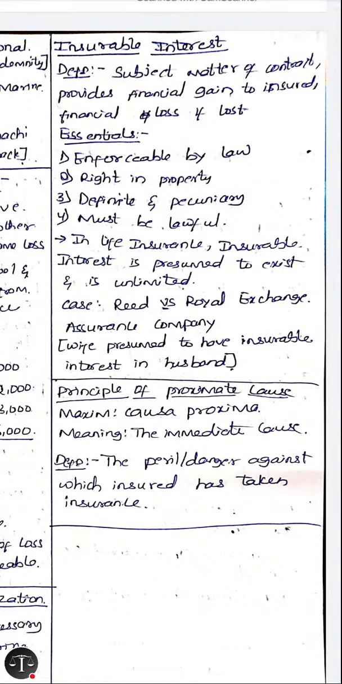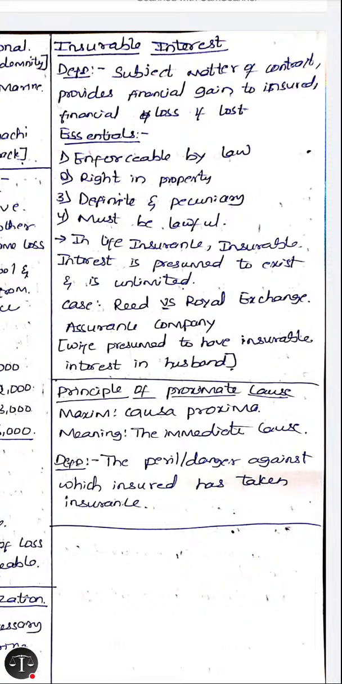The next principle is insurable interest. Definition: the subject matter of the contract provides financial gain to the insured and financial loss if lost. So insurable interest is nothing but the subject matter of the contract of insurance. The subject matter on which the insured is taking insurance is called insurable interest, and it should be such that it provides a financial gain to the insured when he has it, and when he loses it he suffers a financial loss. So it is called insurable interest.